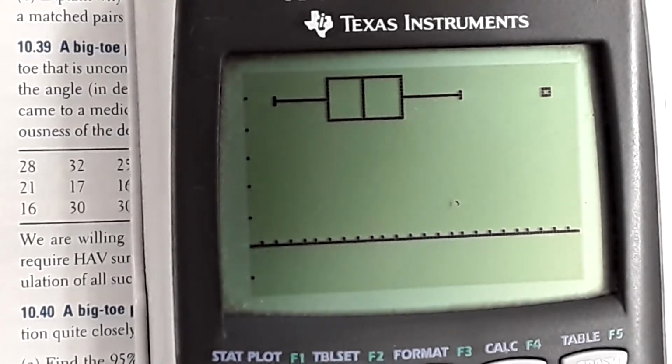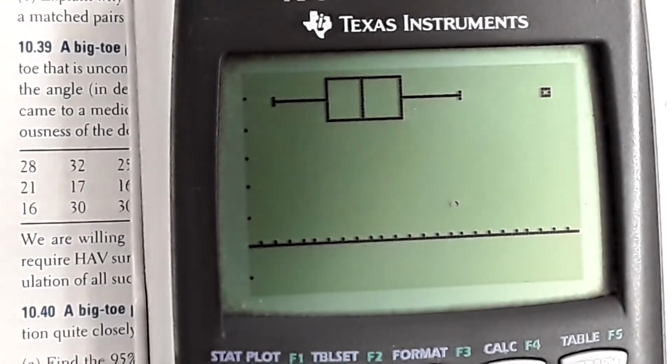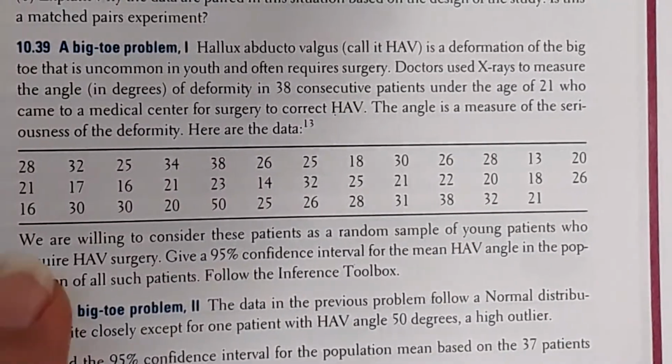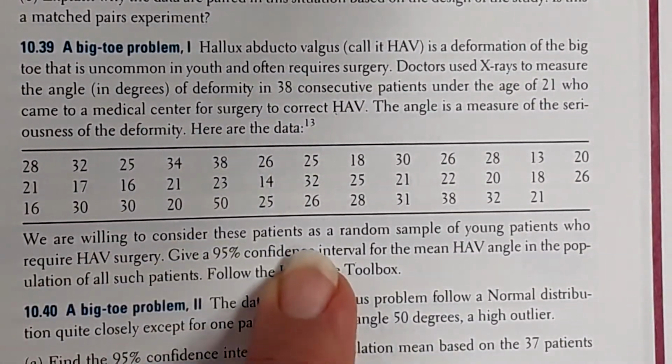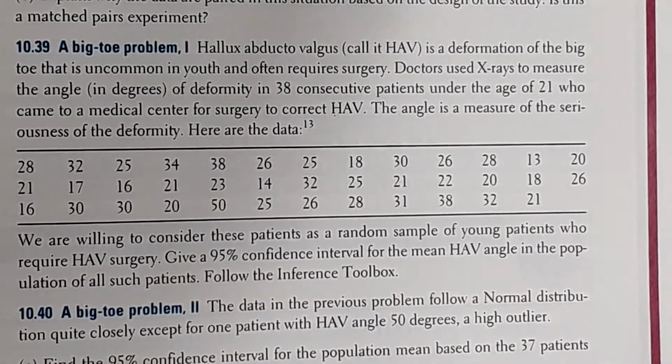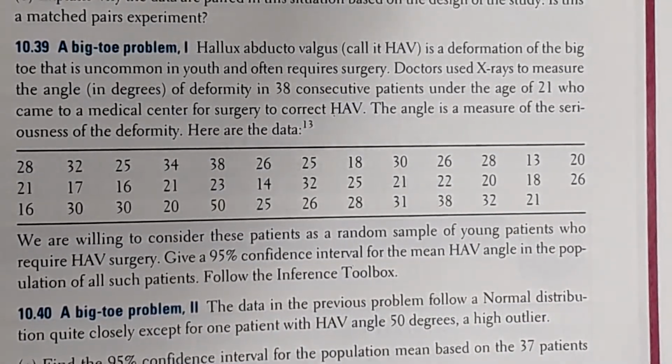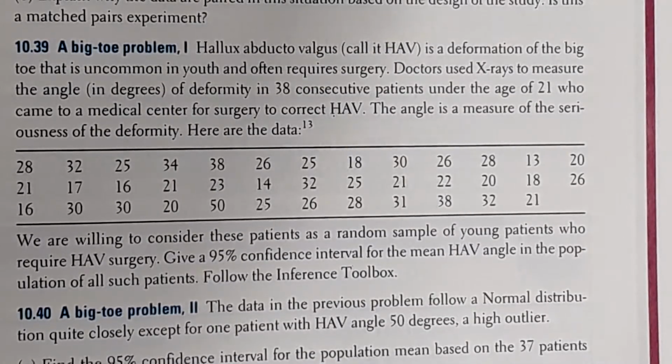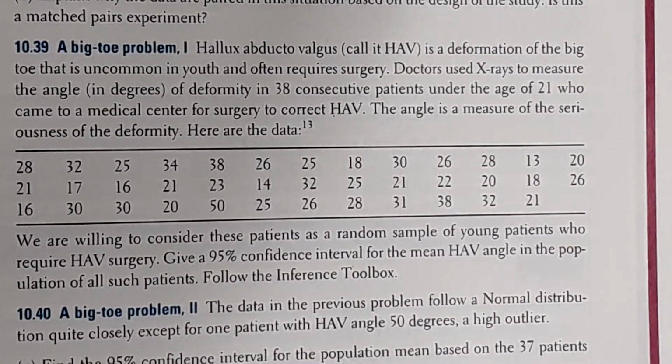It's a mean. Okay, so now let's talk about simple random sample. Before we write anything down, did it say it was a simple random sample in the problem? It did, right? It says we are willing to consider these patients as a random sample of young patients. Right there. It doesn't matter. It states in the problem that we are willing to accept this. So that's the first thing. Let's talk about normality.